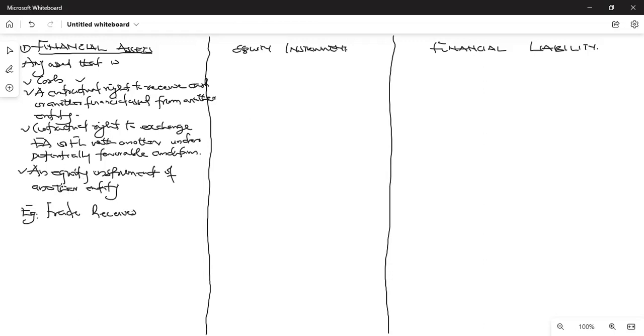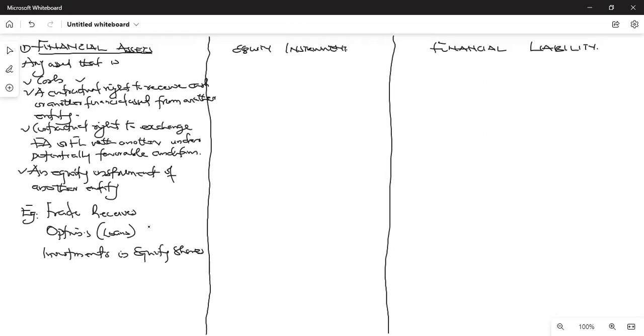The right to exchange, so that one is options, loans, and this one explains investment in equity shares. All right, so that is a financial asset.